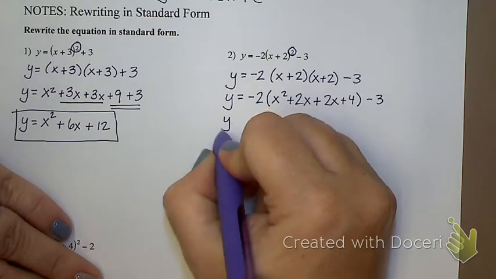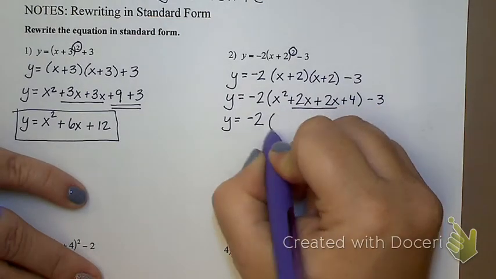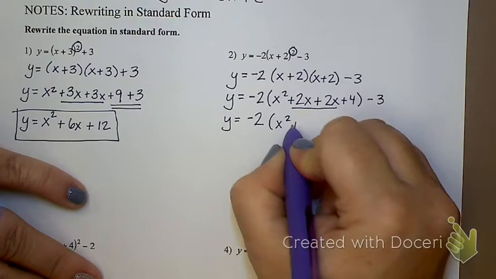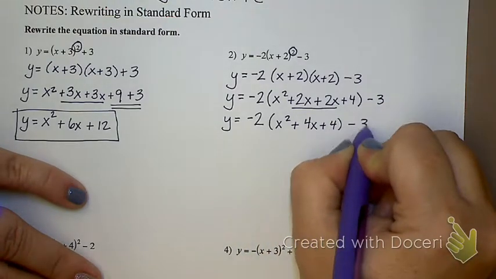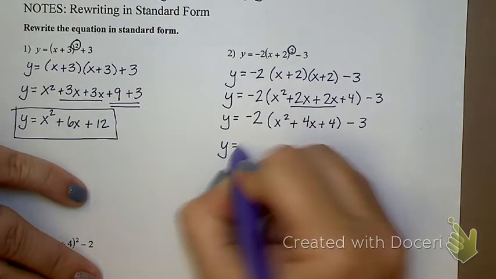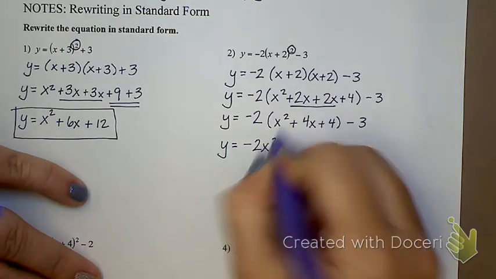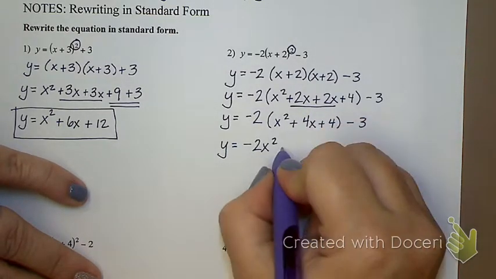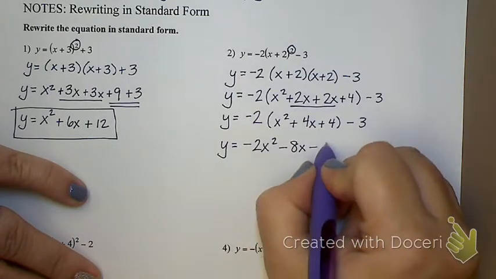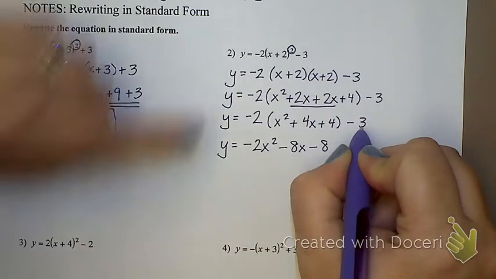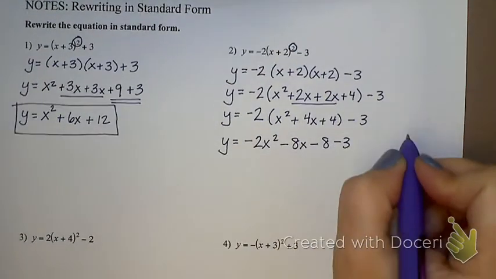Now, I could distribute here, but just to make my life a little bit easier, I'm going to combine those like terms first. So I have x squared plus 4x plus 4, and then the minus 3. Now I'm going to distribute that negative 2. So negative 2 times x squared is negative 2x squared. Negative 2 times positive 4x would be negative 8x. Negative 2 times positive 4 would be negative 8. And then I do not distribute to the minus 3 because the minus 3 is not in parentheses. I just tack it on at the end.